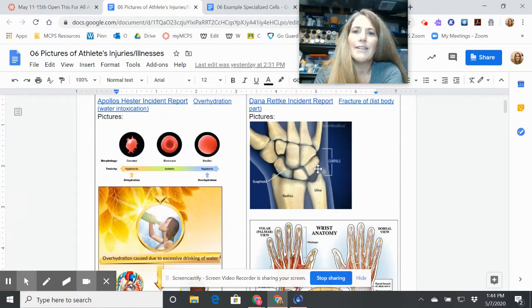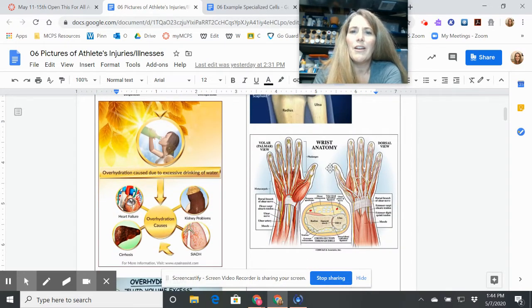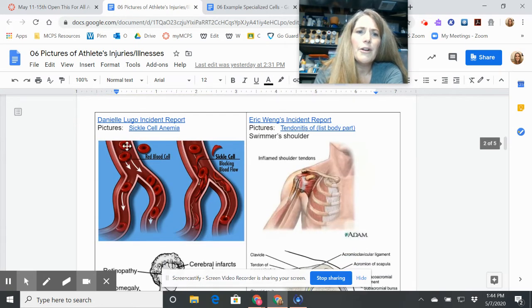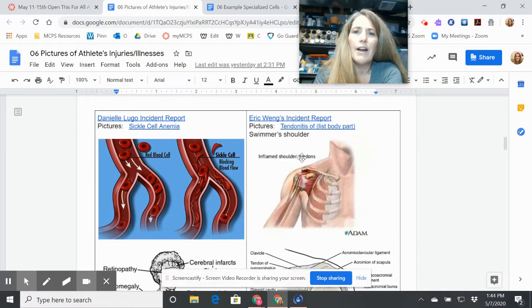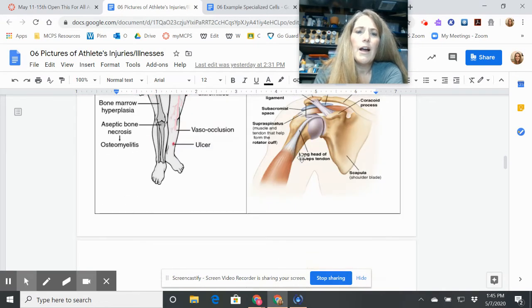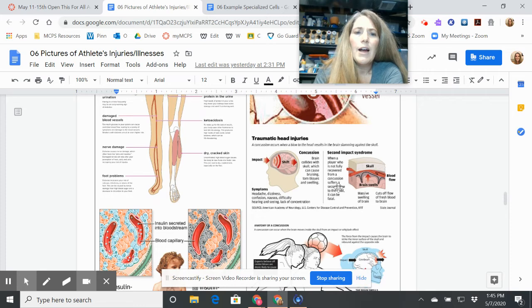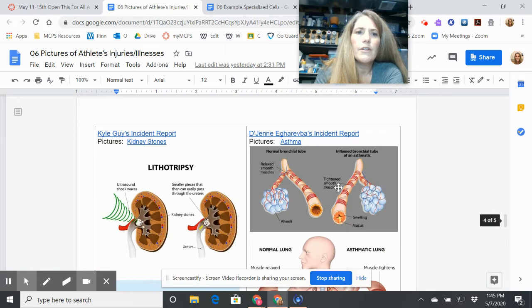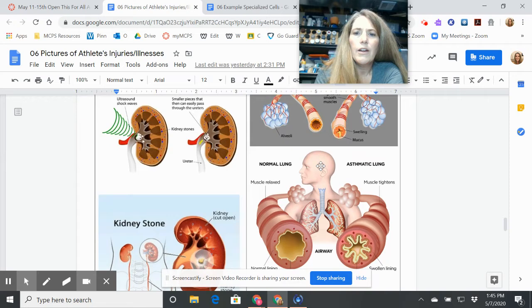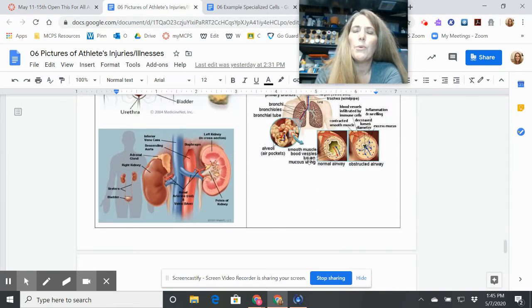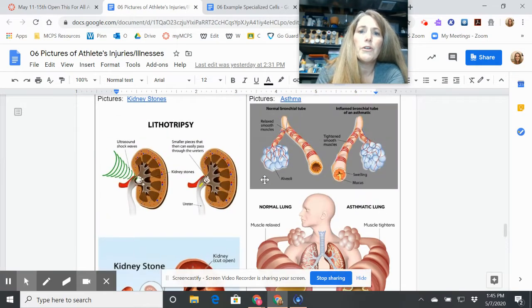So that's Apollos. I've got Dana over here. So again, you might think wrist, but then you might not be aware of all the parts of a wrist. Okay. Here's Danielle Lugo and this, Eric Wang, the swimmer. Okay. I've got Jade Govney and Joe Bell. Okay. And then I've got Kyle Guy and Jenny. So as you look through these different parts, this should help you to think through the types of cells that might be involved in their injury or their disorder.